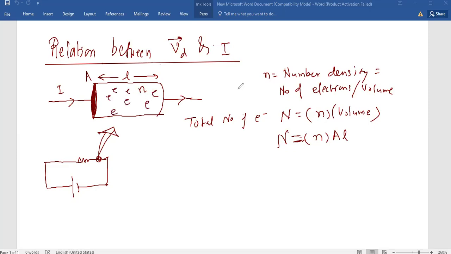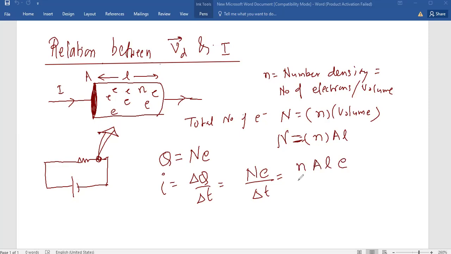Now total amount of charge which is passing through this conductor is NE. So the current, we know that current is given by delta Q by delta T. So now delta Q, that means we will write down NE by delta T. But what is capital N? Capital N is nALE by delta T. Now we can take L by delta T separately. So nEA L by delta T.